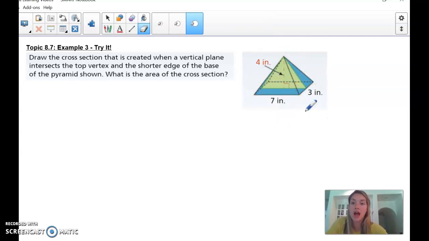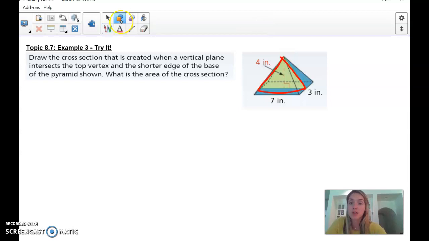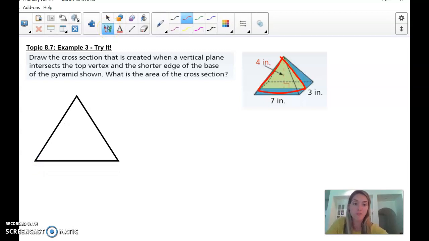We're going to look at what shape this plane makes. And because of the way that it intersects, it's pretty easy to see. It ends up making a triangle. So I'm going to create a triangle so that we have something to work with. Now I have a triangle that's somewhat similar to the one that's in the picture.